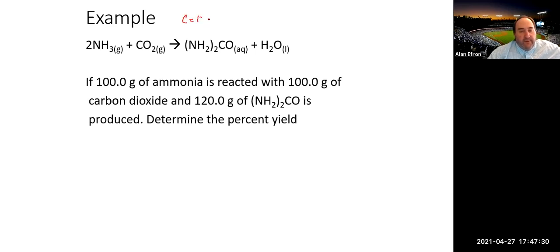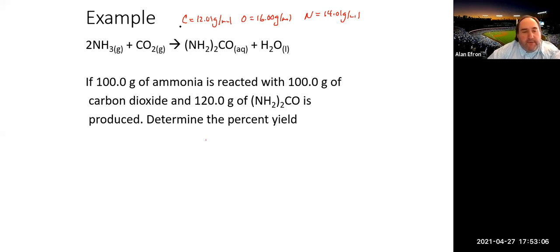Carbon is 12.01. Oxygen is 16. Nitrogen is 14.01. I think that might be all that you need. All right, so take a little bit of time here, see what you come up with. We're looking for what is the percent yield in this reaction. Let's take a look here and see how we're doing.